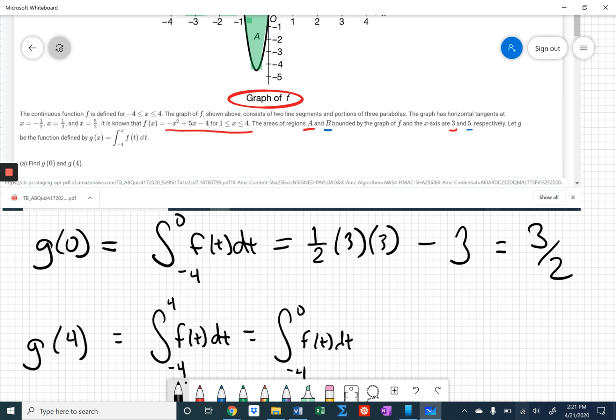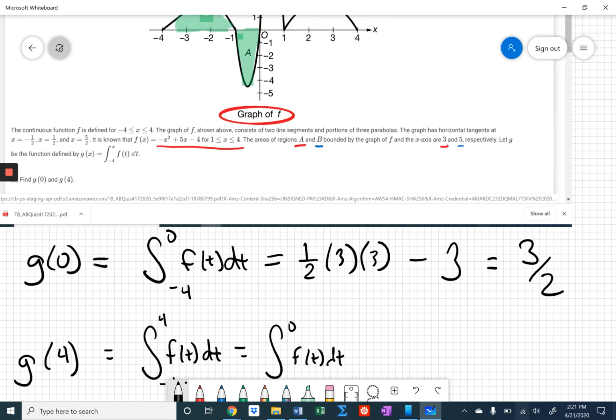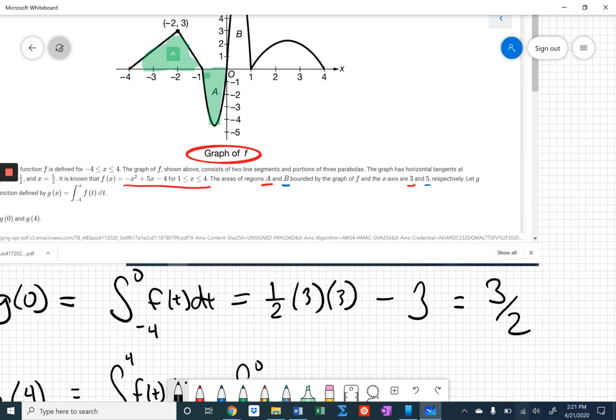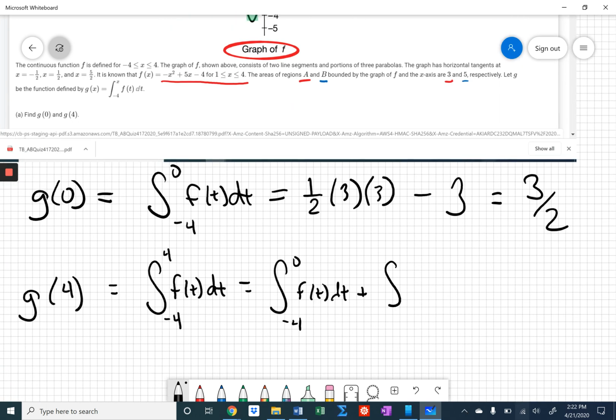And then, if you look at the region up here, from 0 to 1, we have a different function than from 1 to 4. So we're going to further break that down into subintervals, and we're going to go from 0 to 1 of f of t dt, and then from 1 to 4 of f of t dt. And this is where they're, again, layering different concepts together.